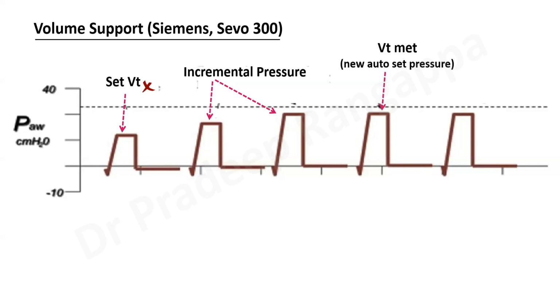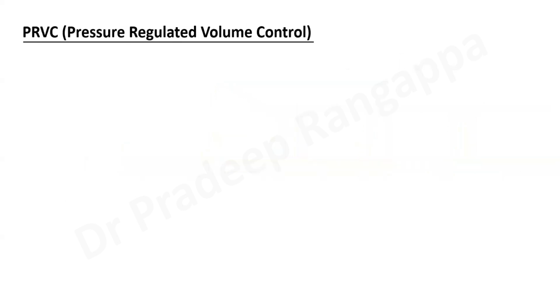Otherwise, if it is a conventional mode, you have to manually keep checking whether your tidal volume is achieved, and keep turning your knobs or cranking up your pressures manually. Here, the ventilator is sensing that your tidal volumes are not achieved, and it's incrementally increasing its pressure, sensing it every breath and modifying it. So that's what dual modes are all about.